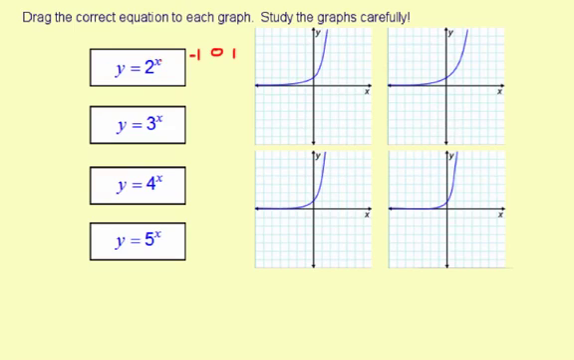So input -1, 2 to the -1, that's 1/2. And 2 to the 0, with an input of 0, that's 1. And 2 to the 1 is 2. So you want to look for a graph that has the points (-1, 1/2), (0, 1), and (1, 2). Let's number these 1, 2, 3, and 4. So now look carefully at the graphs. See which one matches it.